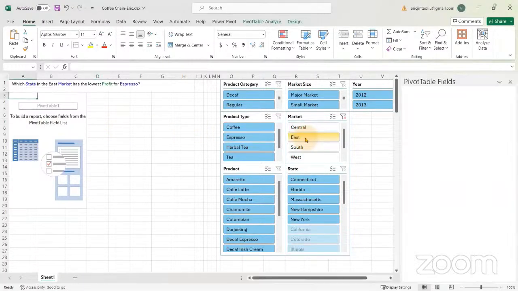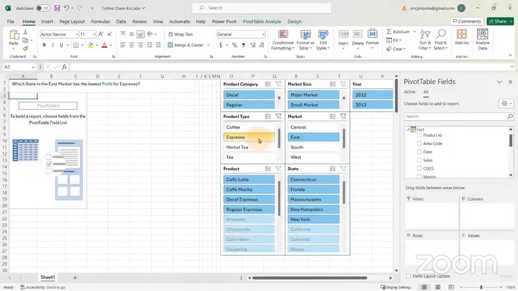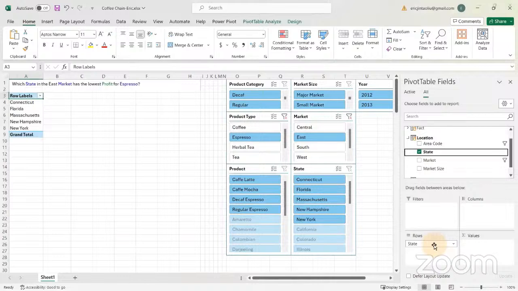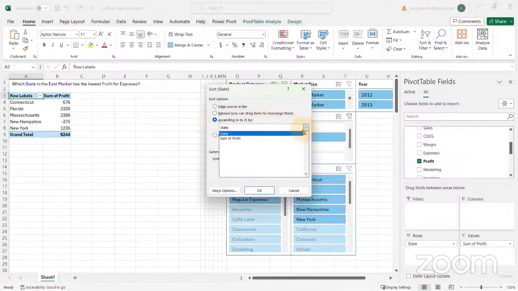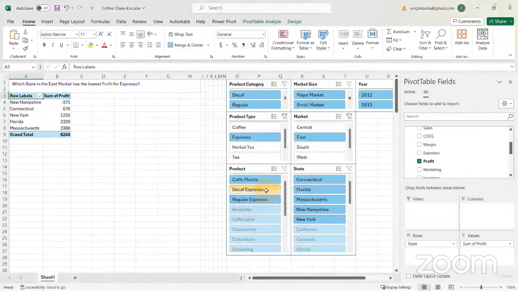Step 1. Filter product type in market. Step 2. Add dimension state to rows. And measure profit to values. Step 3. Sort rows by profit in ascending order from lowest to highest. Step 4. Rank rows. First row has the lowest profit. State is New Hampshire.